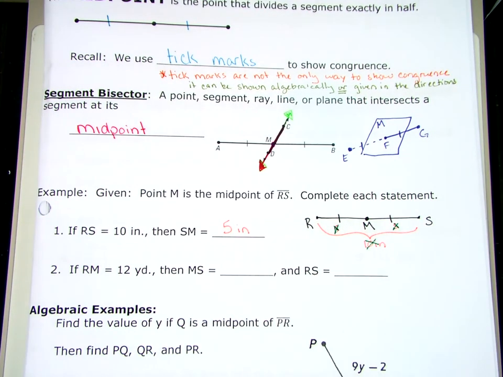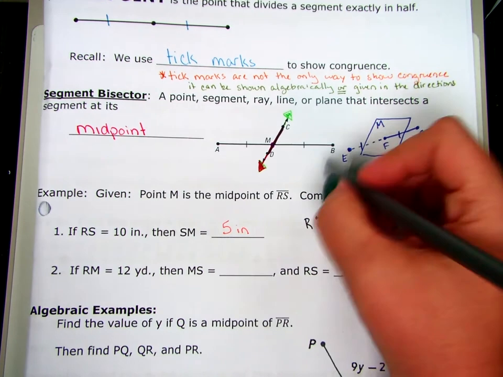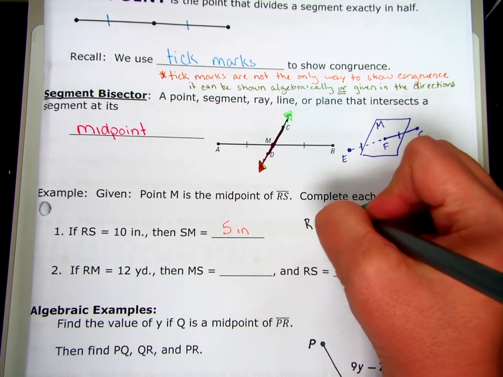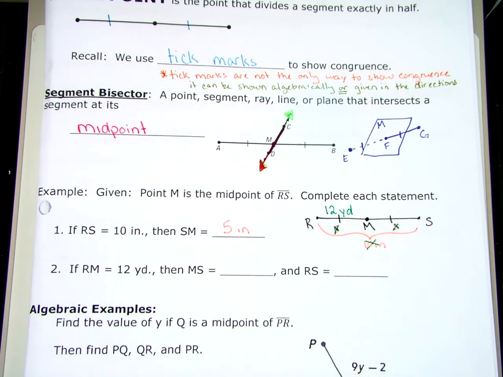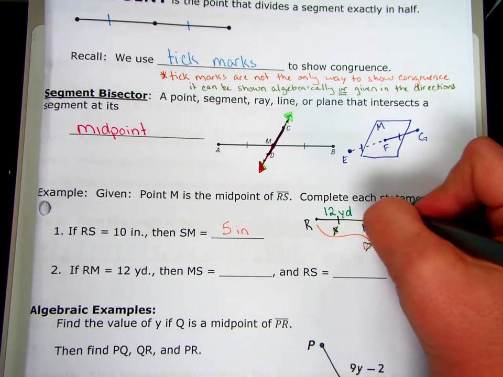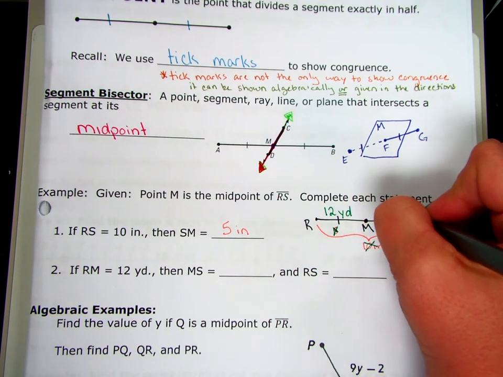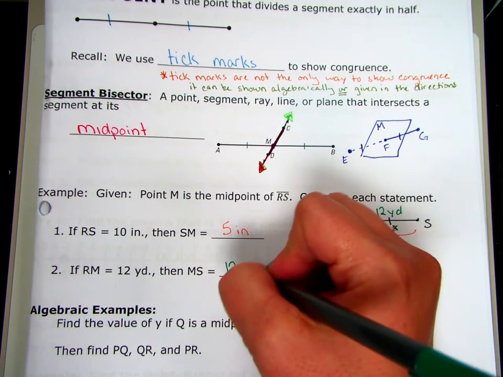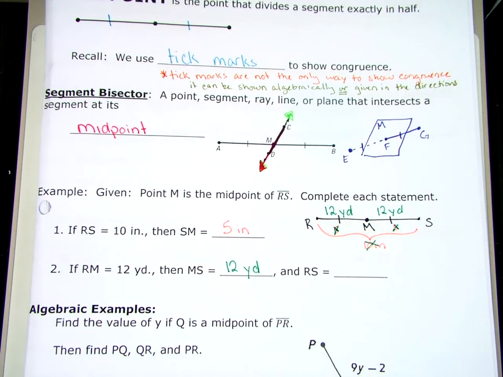Okay? Because now when I start this fresh, I go, okay, now RM is now not 5 inches, but it's 12 yards from R to M. How far is it from M to S? 12. Also 12 yards. And how far is it from R to S? 24 yards. 24. Very good.